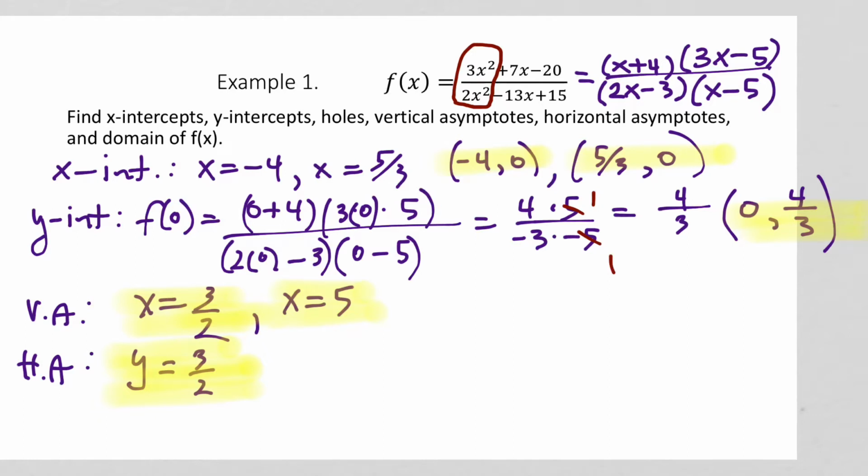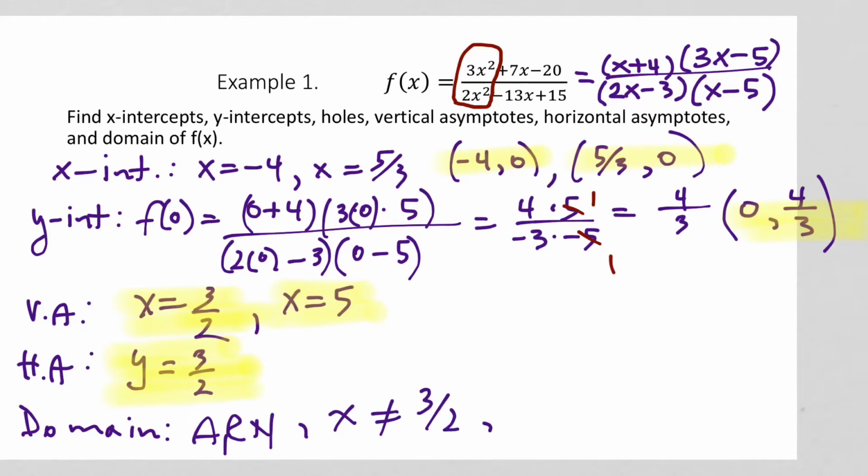Now the last thing we're asked to do is write the domain of the function. So the domain is all real numbers, taking out our domain restrictions. Our domain restrictions occur at the vertical asymptotes. So x cannot be 3/2 and x cannot be 5. So we're going to list those two x values. Those are our domain restrictions where our vertical asymptotes occur. All right, so we finished this example. Let's move on to another one.